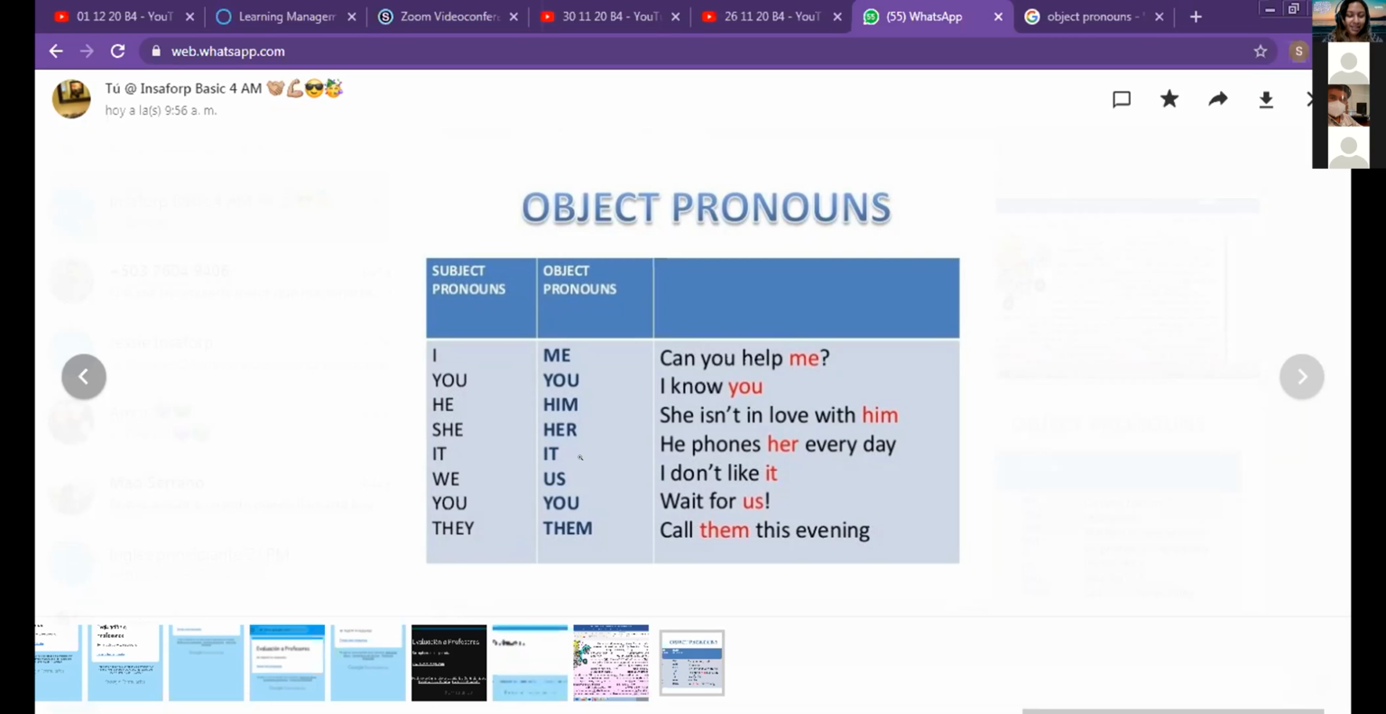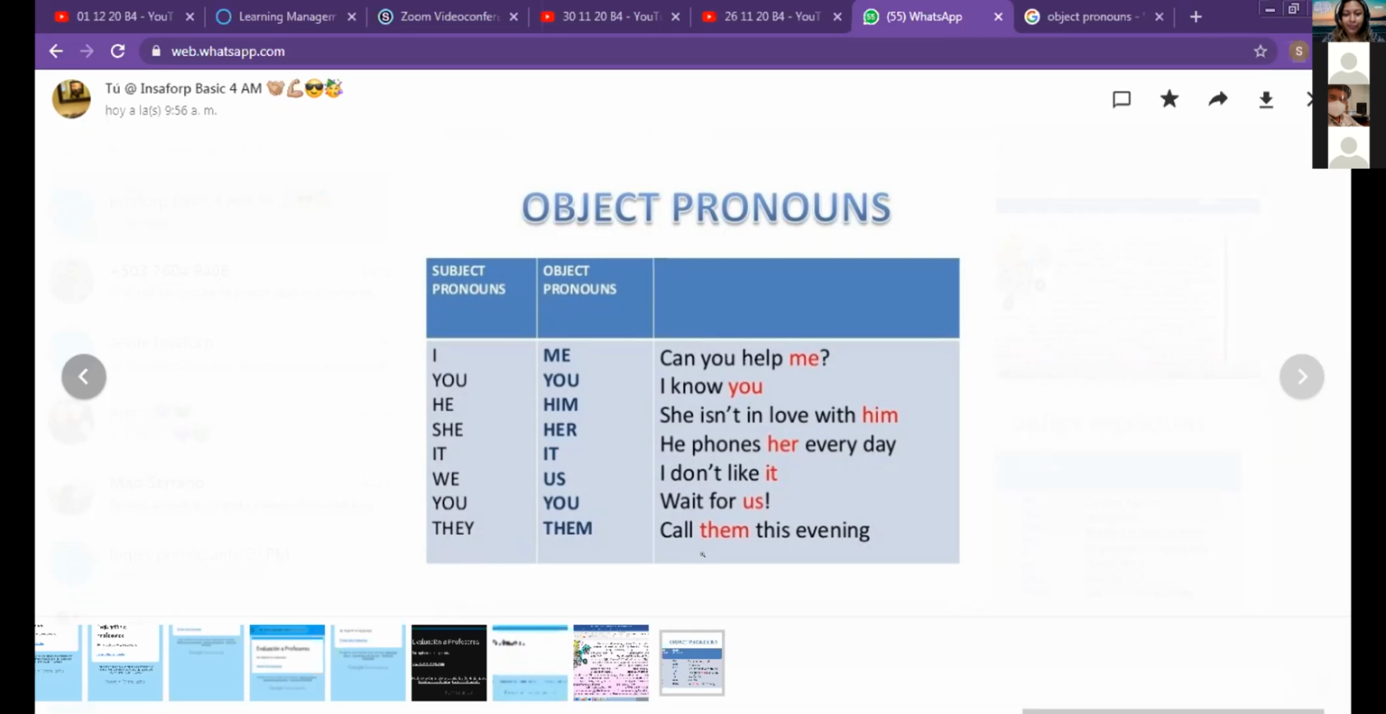It's the same, right? Okay, now we have "Hey, wait for us." In this case, before the object pronoun, I have a preposition, for, okay? So, "Hey, wait for us." For, okay. I'm not going to say "wait for we." No, wait for us.